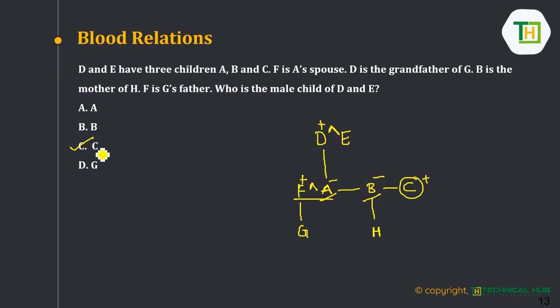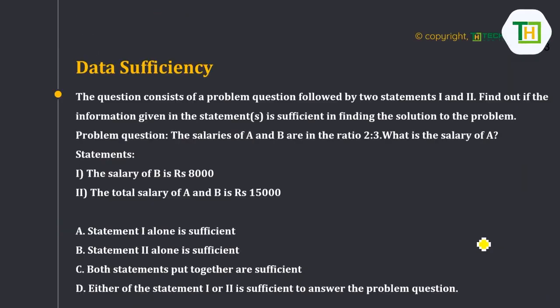And my question is, who is the male child of D and E? I already know A and B are female, so C is the only male person we have. Okay. Even I got answers from many students stating that it is C.